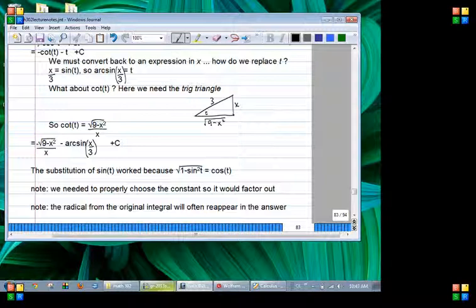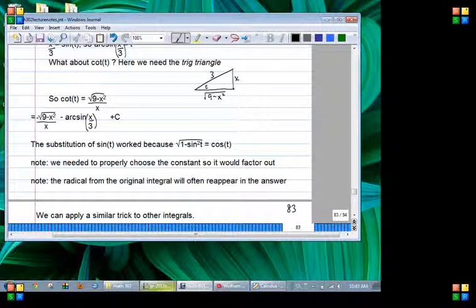And then, as a final note to this problem, the radical from the original integral will often reappear in the answer. And that's just a side note. It'll just happen naturally. You don't need to worry about it. So this was the trick where we used the identity cos squared t plus sine squared t equals 1. We're going to apply a similar trick to other integrals as well.